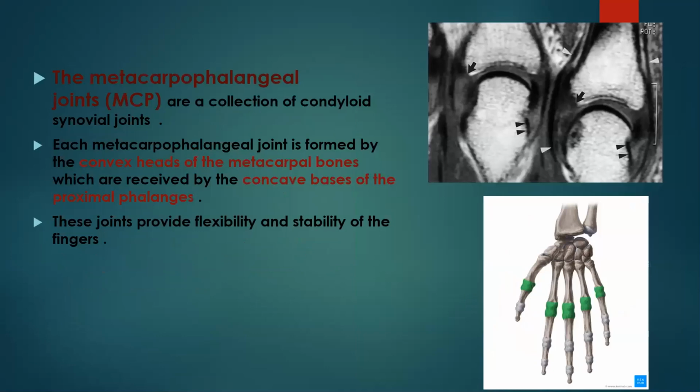The metacarpophalangeal joints are a collection of condyloid synovial joints. Each metacarpophalangeal joint is formed by the convex head of the metacarpal bones, which are received by the concave bases of the proximal phalanges. These joints provide flexibility and stability of the fingers.